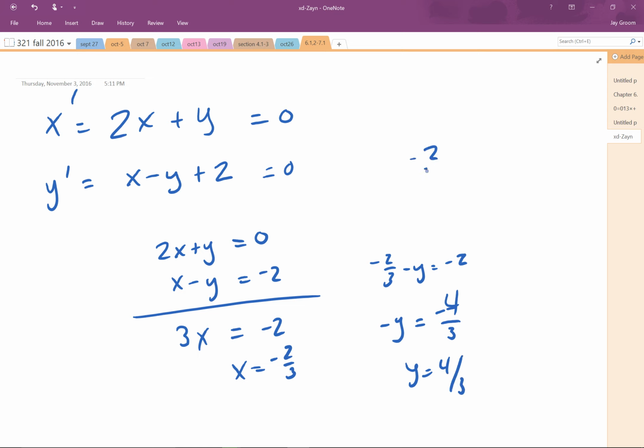So negative 2/3, 4/3 is what everything is going to, I don't know if it's going to orbit around it, or decay to it, or blow out from it. Who knows? We'll find out in a moment. So what we need to do is find our eigenvalues.